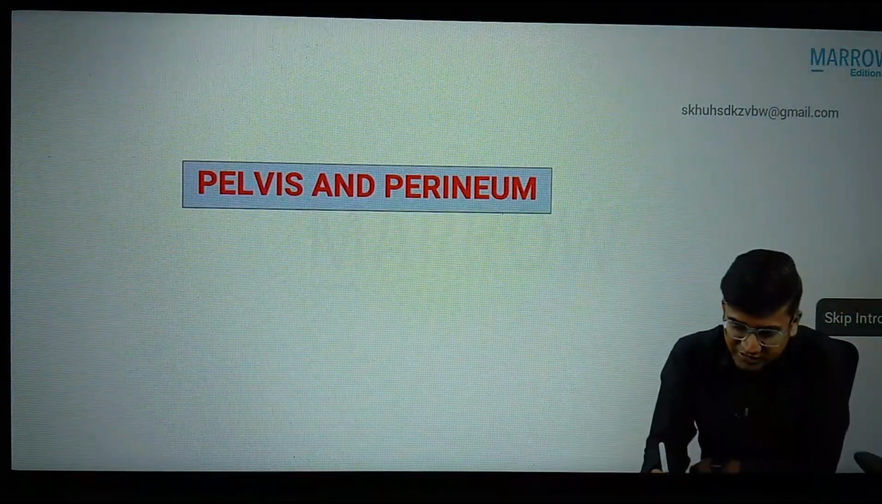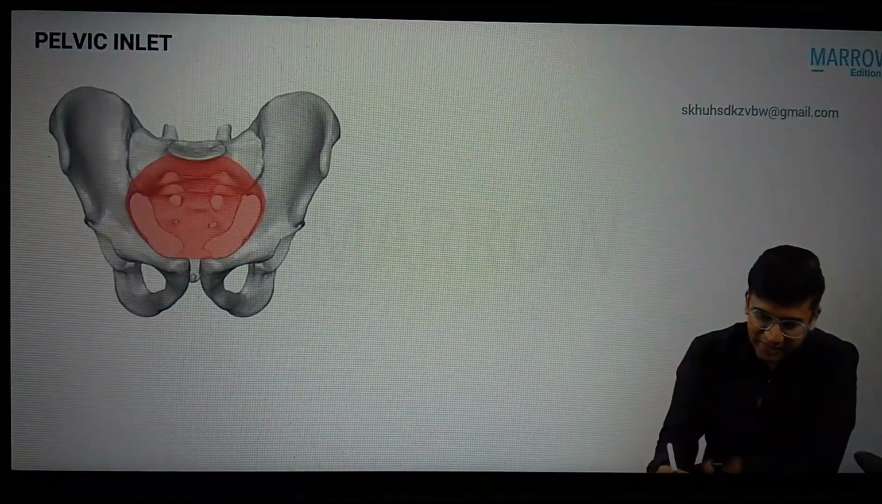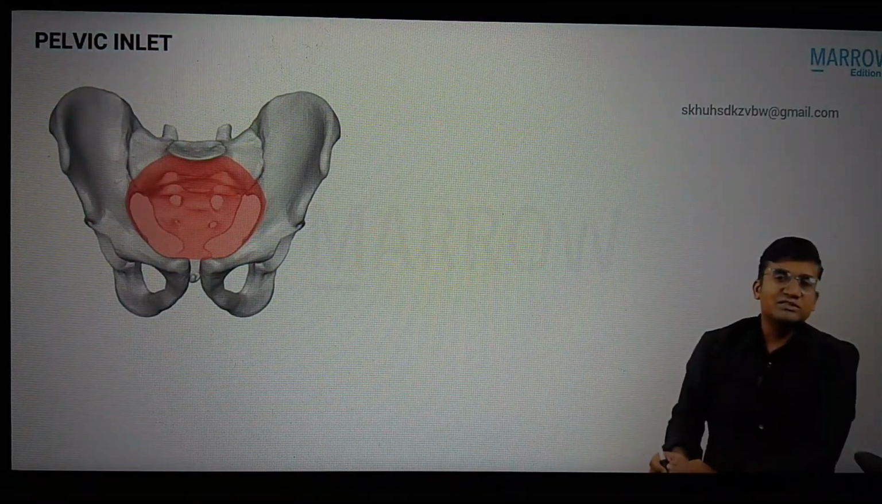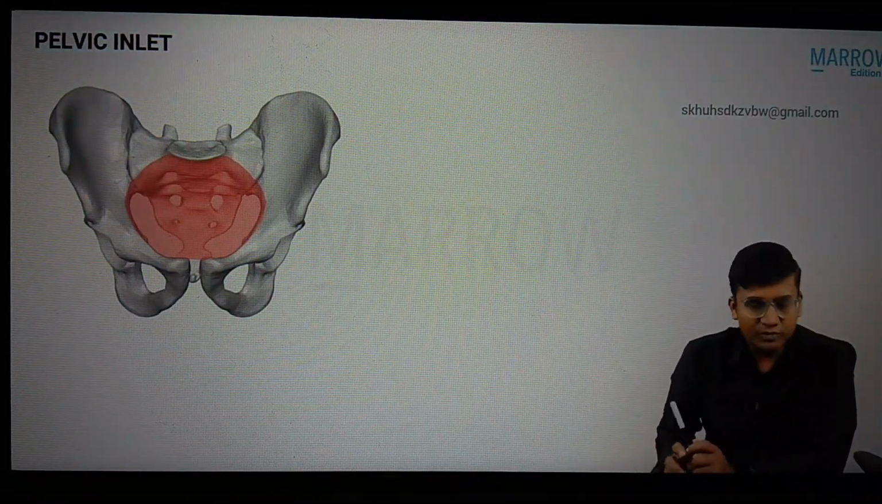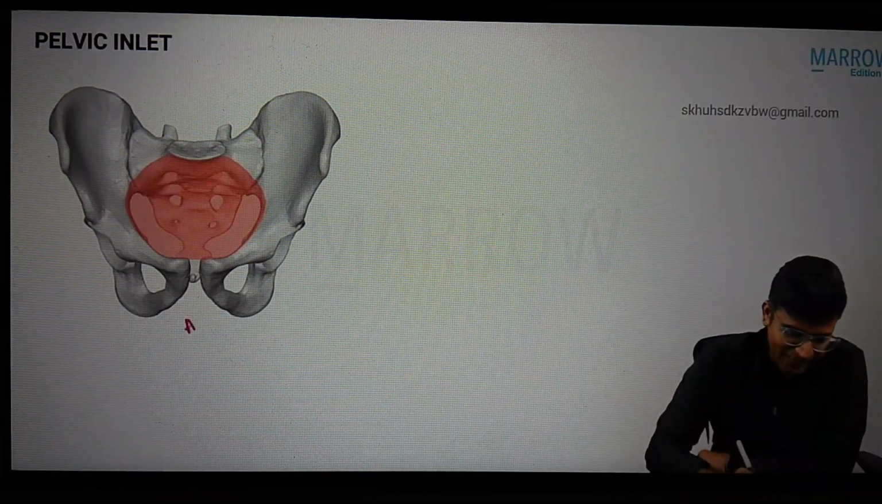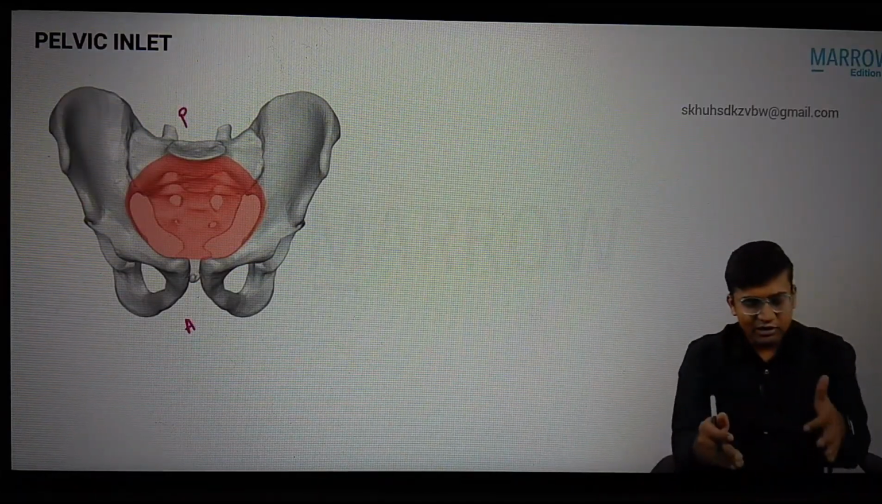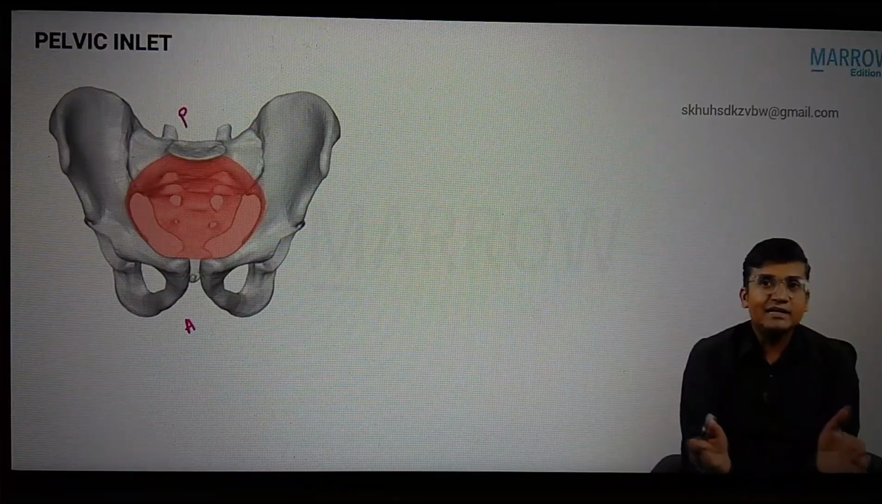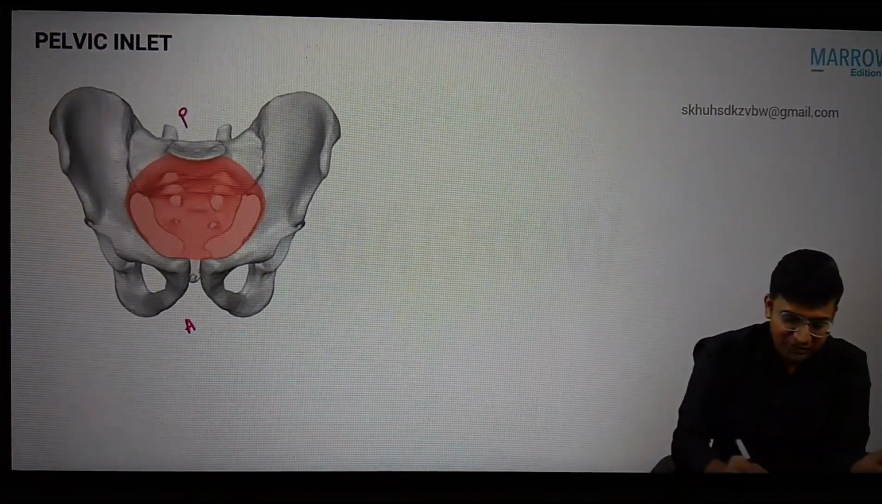So now we're going to discuss the perineum. See the diagram. This is the image of the pelvic bone. This is the front side, anterior, and this is the back side, posterior. In the diagram, the highlighted area is the pelvic inlet of the pelvis.